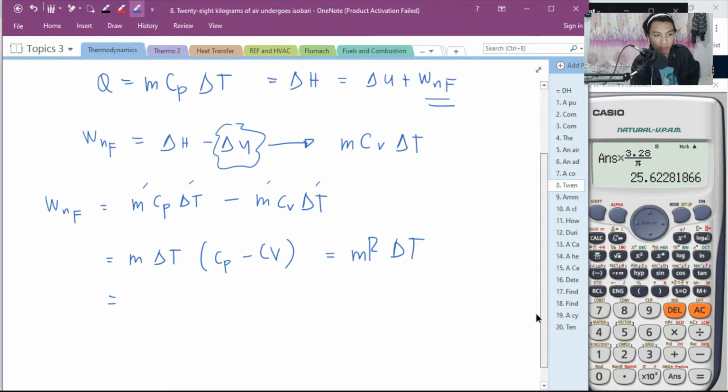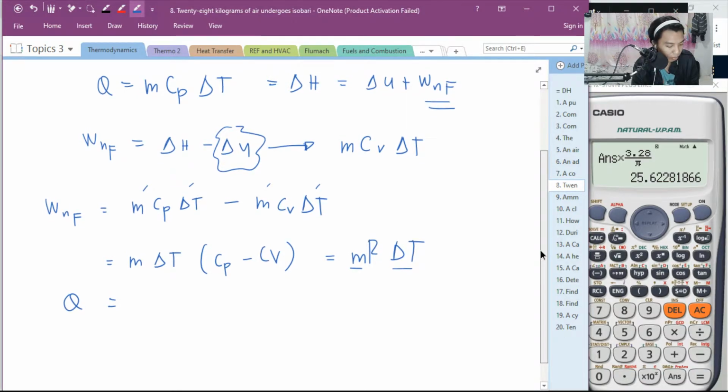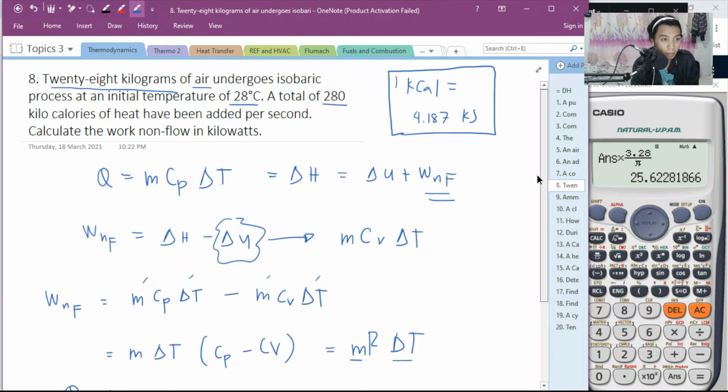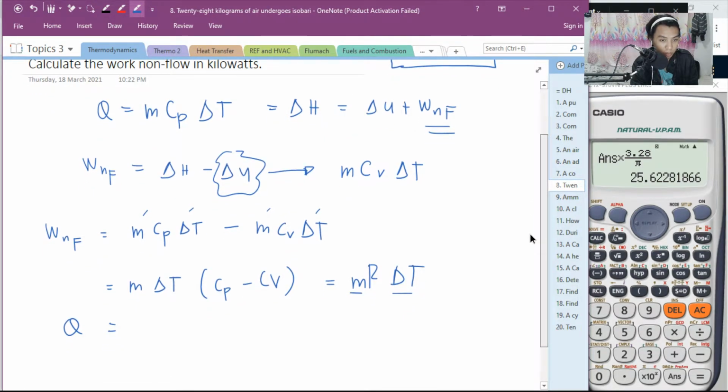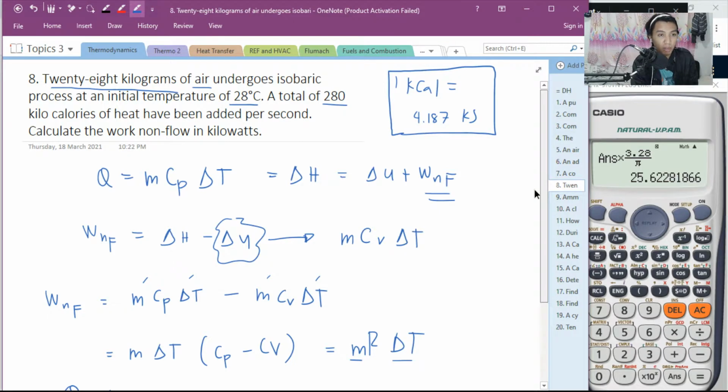Okay? Pero solve na natin, okay? Na-solve na natin yung work non-flow. Paano gagawin ko dyan? I-solve ko muna si Q. Okay? I-solve ko muna yung m delta T. Hindi ko alam yung m delta T, okay? Sa m delta T, Q over Cp. Have been added in work non-flow. Work non-flow. Cp. Ay, mayroon na pala. Have been added per second. Okay?